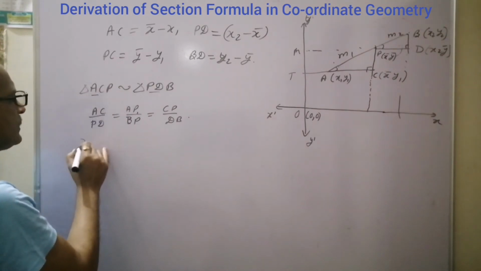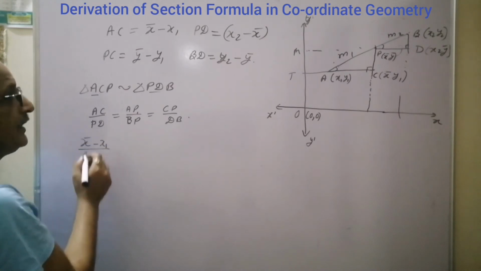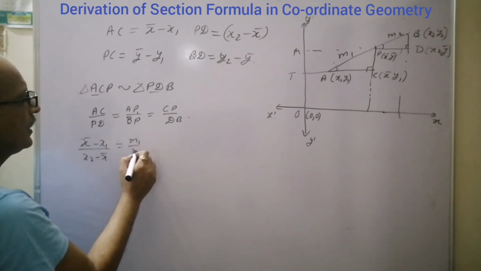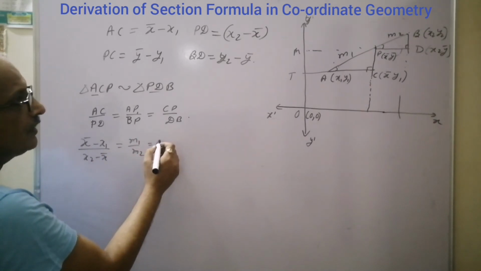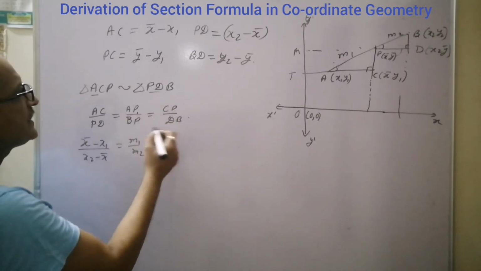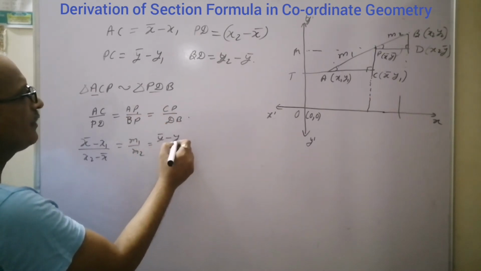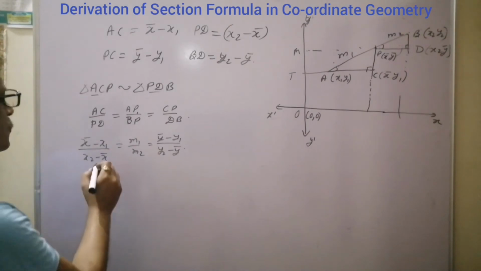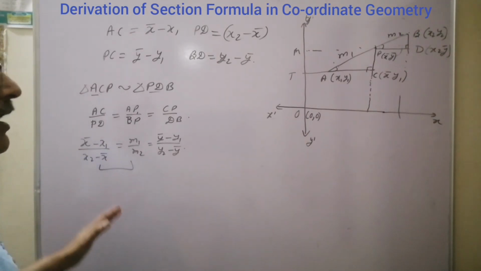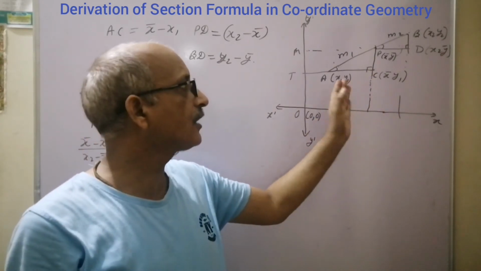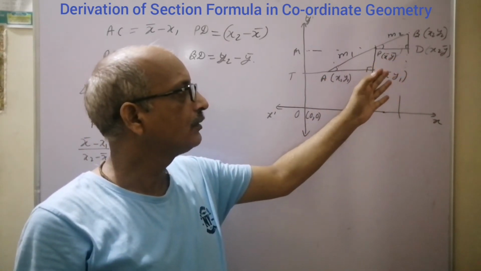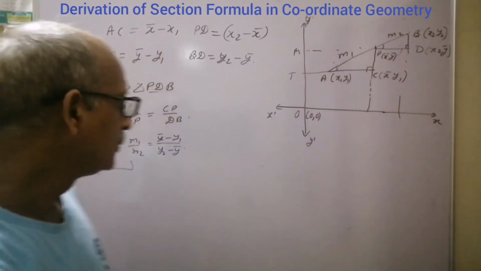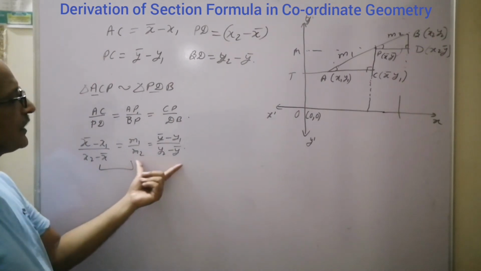AC is calculated by us as x bar minus x1 upon x2 minus x bar, which is equal to m1 upon m2, which is equal to CP. CP means CP or PC, same thing: y bar minus y1 upon y2 minus y bar. Actually we have to find x bar only in terms of x1, x2, and y bar in terms of y1, y2 with the help of m1 and m2. So we will compare once these two and once these two.